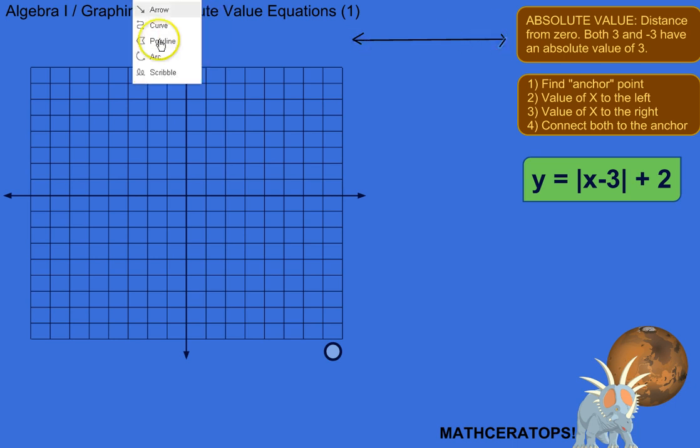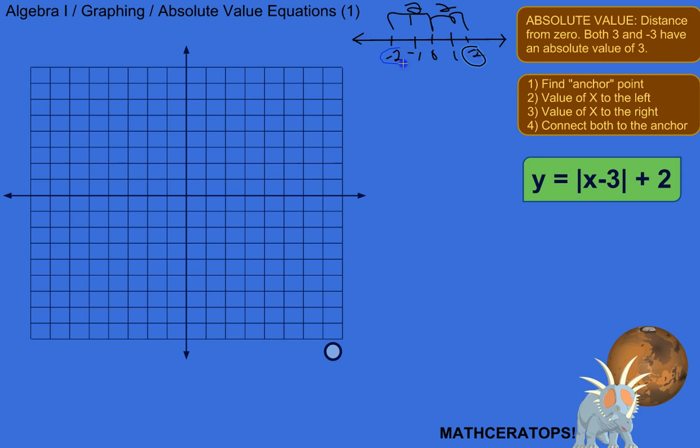Right, let me get my pen tool. Let's say you've got 0 here, and you've got 1 and 2 there, and you've got -1 and -2. How far away is 2 from 0? 1, 2, 2 units away. How far away is -2 from 0? 1, 2. It's also 2. So the absolute value of 2 and -2 is both 2, right? So that's the idea of absolute value, this distance from 0.